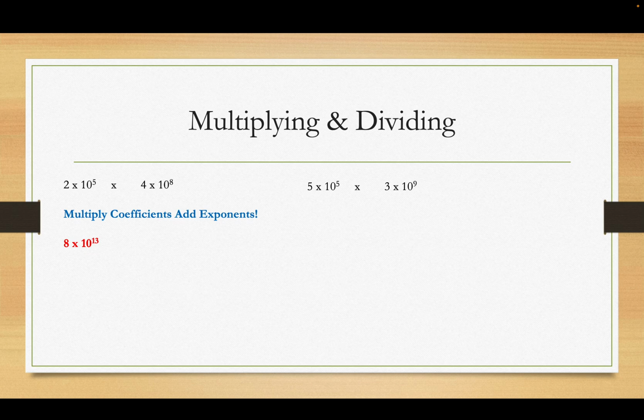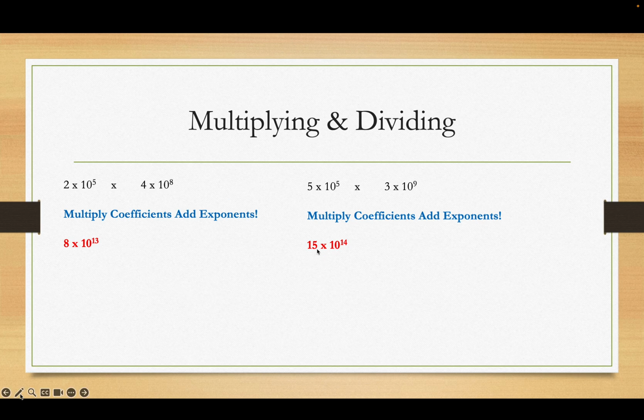Next one, 5 times 10 to the 5th times 3 times 10 to the 9th. Now this is a little bit different because when I do 5 times 3, I get 15, again, multiplying coefficients, and then adding exponents, 10 to the 14th. But what's different about that is in scientific notation, you have to have a number between 1 and 10, and that says 15. 15 is not between 1 and 10. So we make a subtle little adjustment for it.